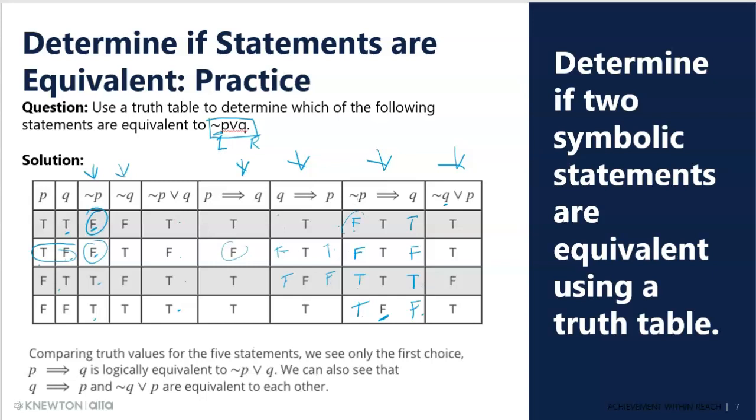And then in the final column, not Q or P, let me do this in green, not Q or P, you're taking these, and if it's an or, as soon as you see a true, you have a true.